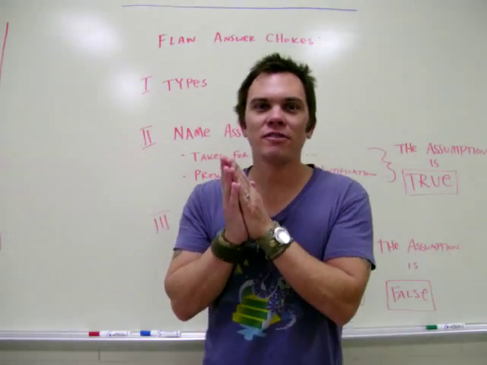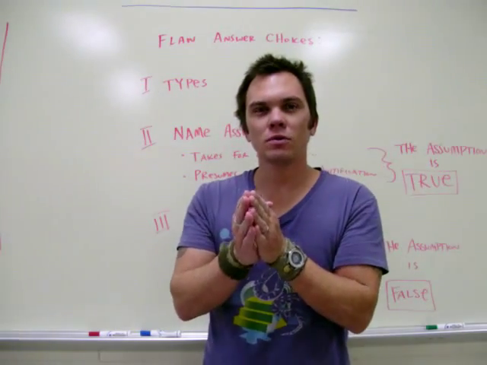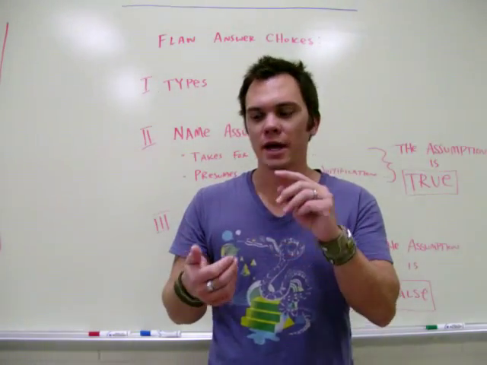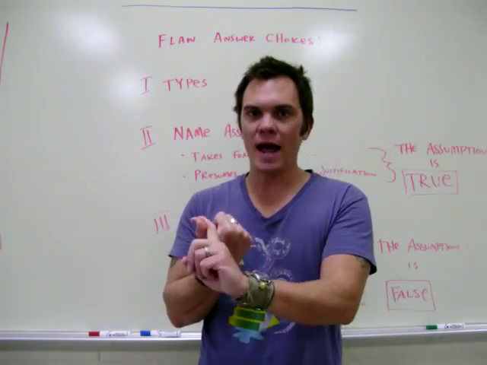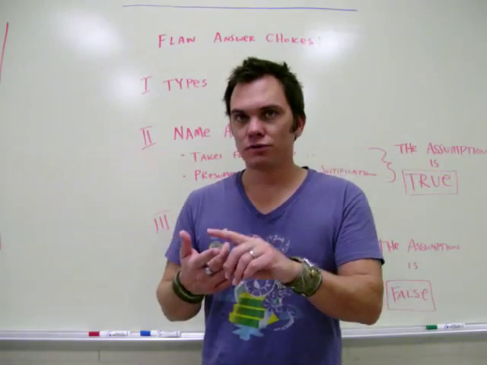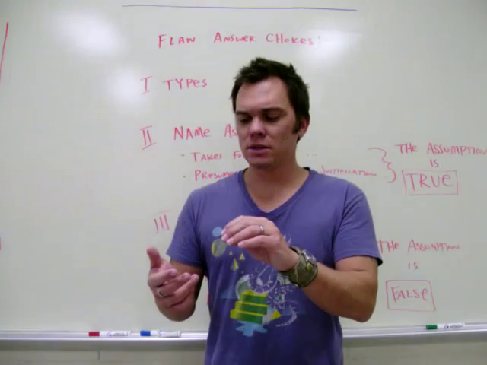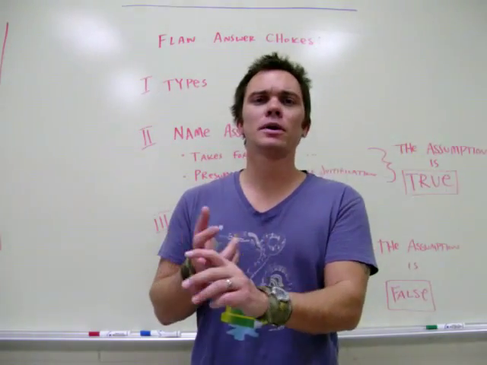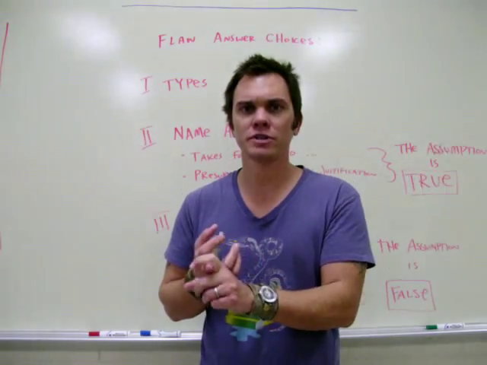Okay, now let's talk about flaw questions. The flaw question itself will ask you one of a few major phrasings. First, the argument above is most vulnerable to criticism on the grounds that it, A, B, C, D, E. The argument above is flawed because it, A, B, C, D, E. The argument uses which of the following errors of reasoning, or commits which of the following errors of reasoning.